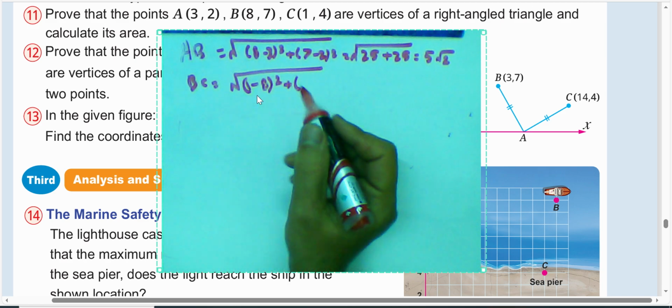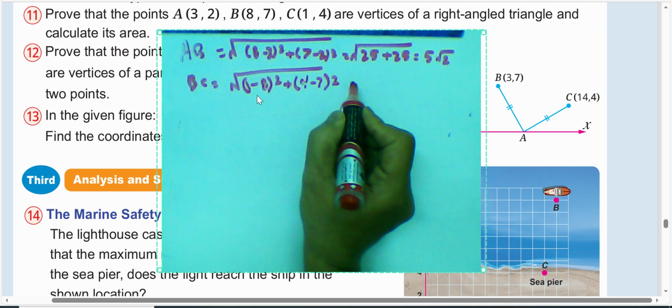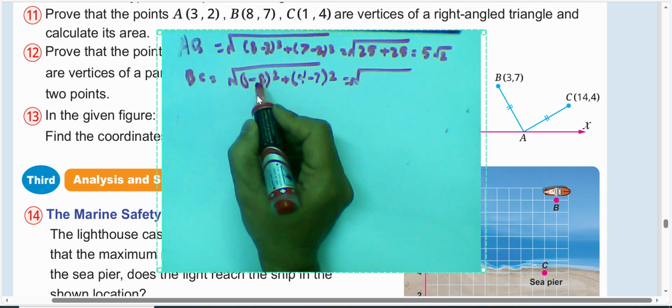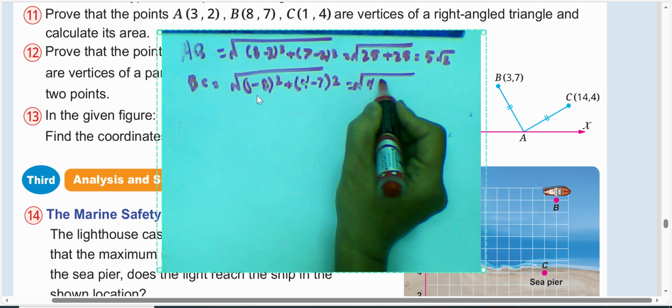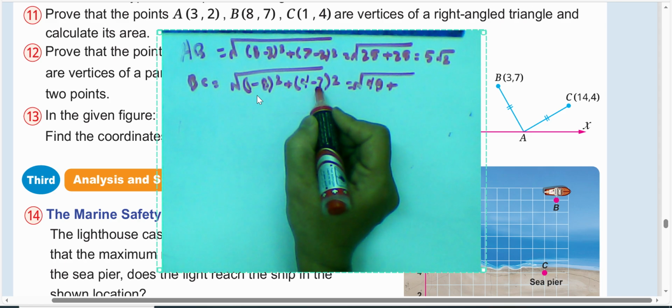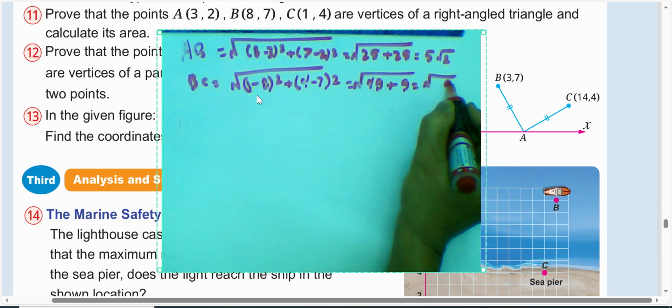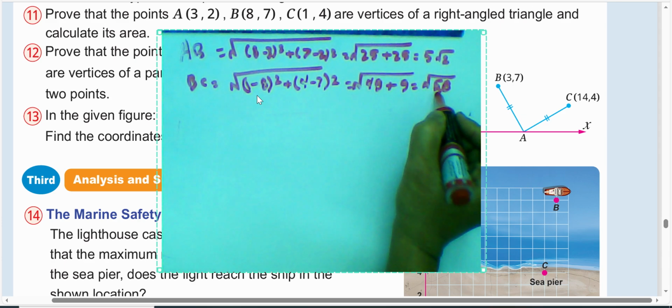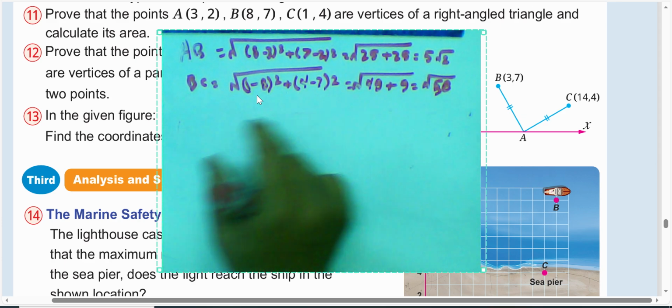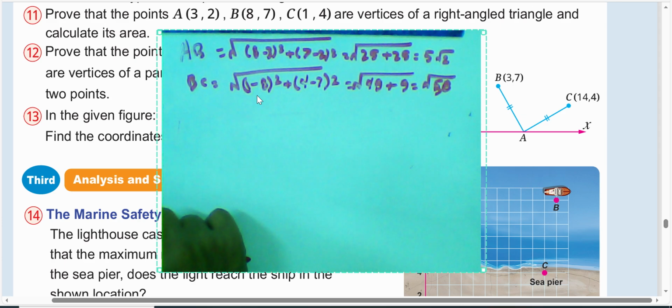And 4 minus 7 power 2. 1 minus 8, negative 7. Negative 7 power 2, it will be 49. 4 minus 7, negative 3. Negative 3 power 2 is 9. 49 plus 9, 58. The result will be square root of 58.